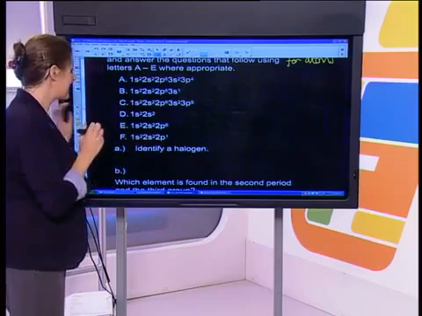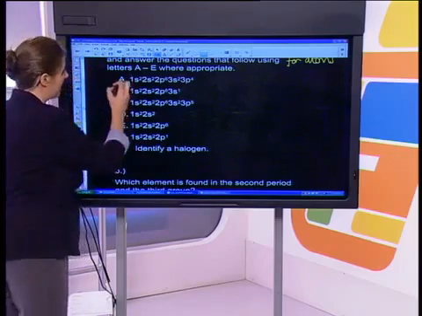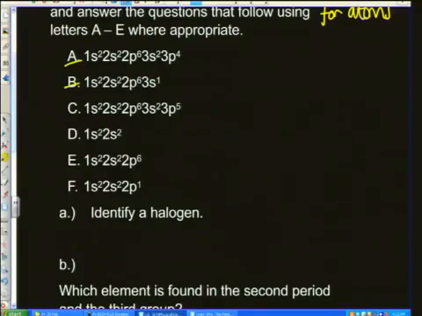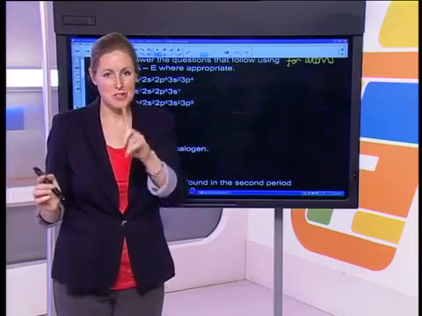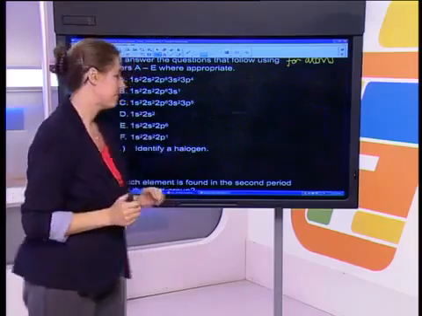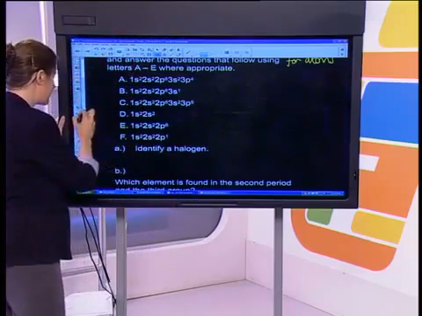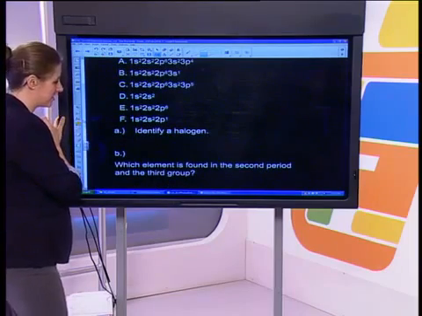So here's our list, and when we answer the questions, I'm going to answer A, B, C, D, etc. Okay? I've thrown this in here because I know students don't often like these electron configurations. They can be tricky, but hopefully, if you've thought through what we just spoke about in terms of the periodic table and the way it's arranged, we should be able to answer quite a few of these. So, the first question says, identify a halogen.